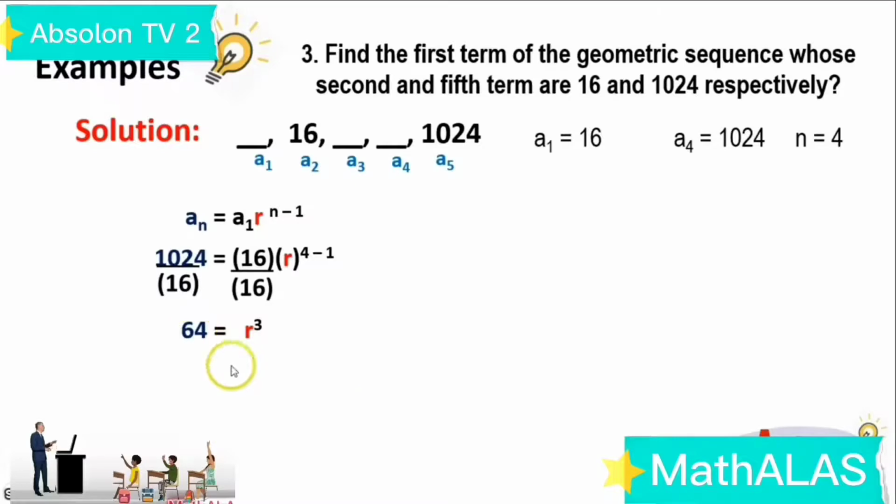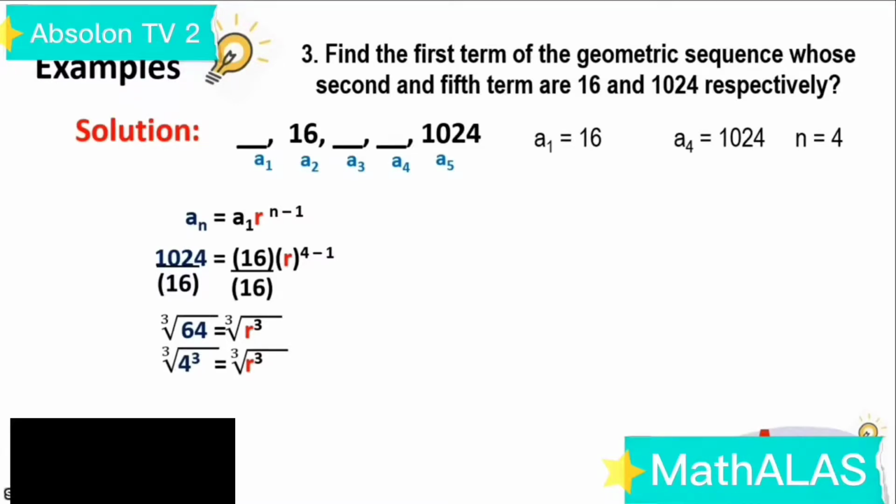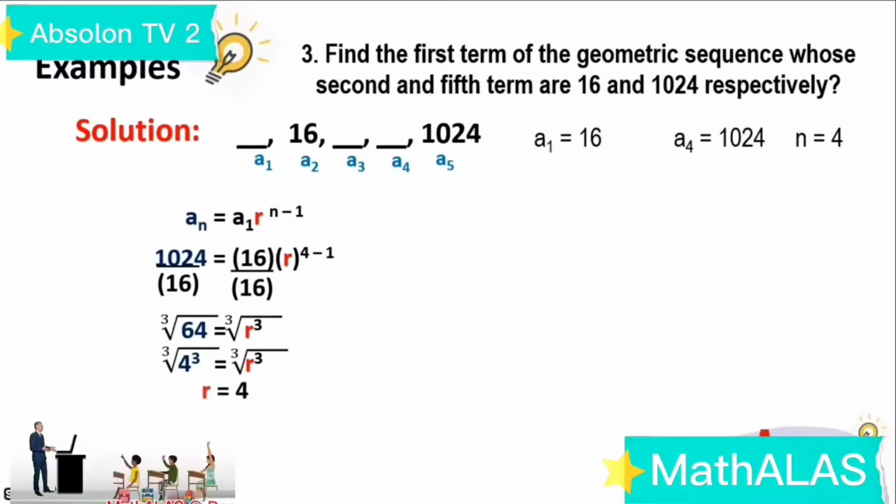Now, we have to rewrite 64 in exponential form. If we get the cube root of 64, we can easily get r. So, 64 can be rewritten as 4 cubed. If we get the cube root of both sides of the equation, you will have r equals 4, because the exponent 3 will cancel.